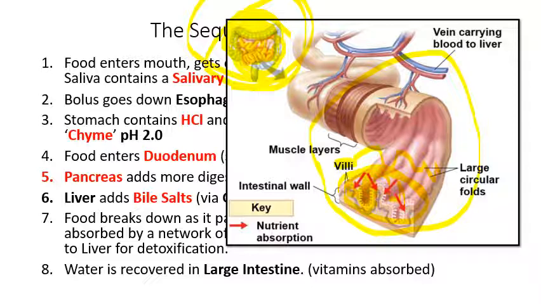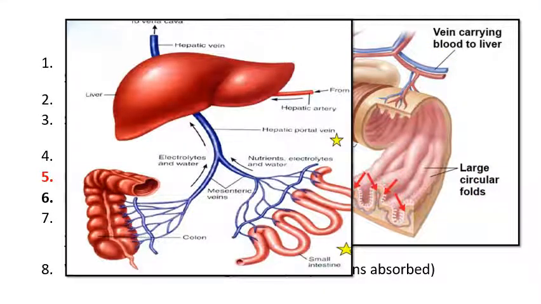And then here we have a network of veins. The veins carry the blood to the liver. That network of veins is collectively called the hepatic portal system, and they all converge into one large vein called the hepatic portal vein. So here you can see the hepatic portal vein leading into the liver, and then here we have the hepatic vein leading out of the liver and heading towards the inferior vena cava.